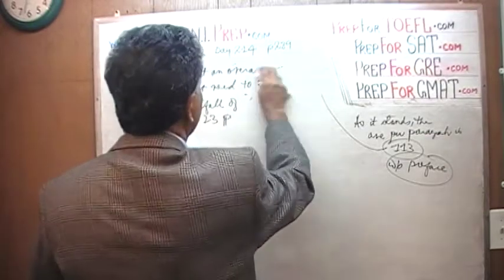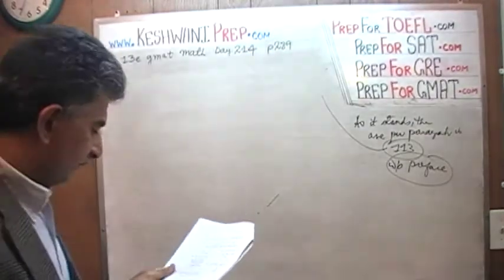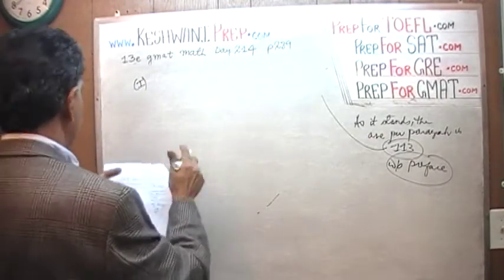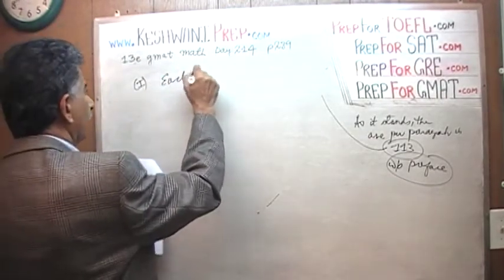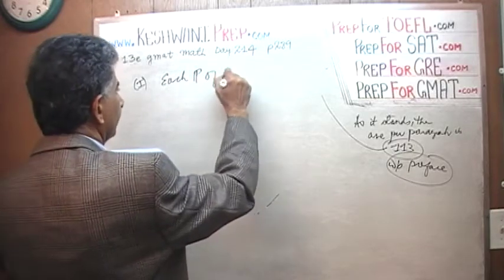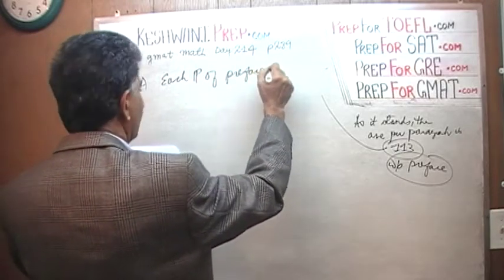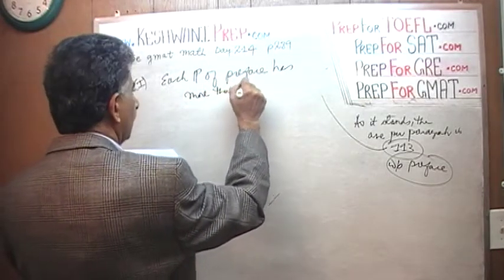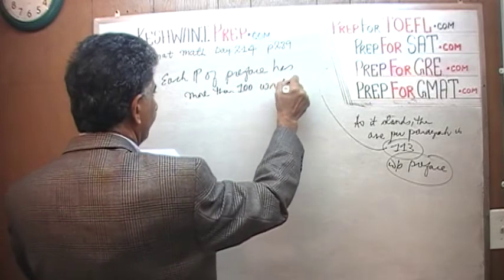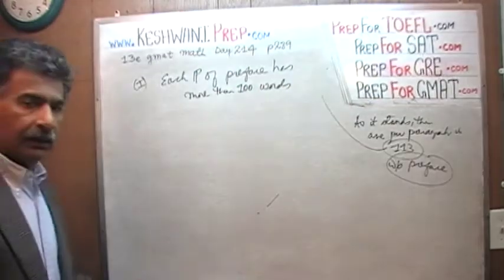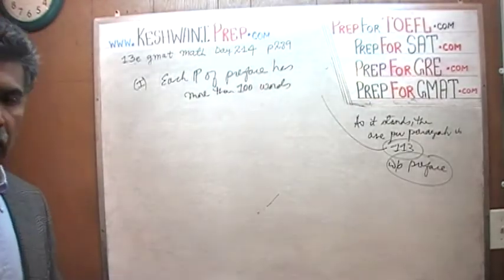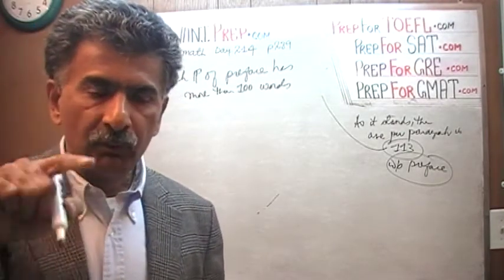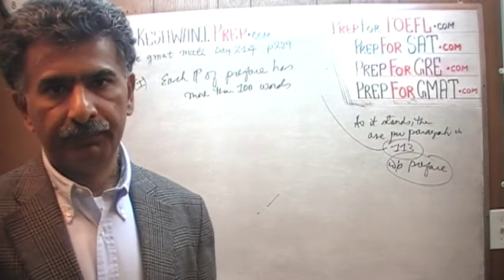Let's look at the first statement. In the first statement they tell us that each paragraph of the preface has more than 100 words. But knowing that each of the paragraphs has more than 100 words does not tell us if the total number of words in the preface is 400. That's what we need to know.